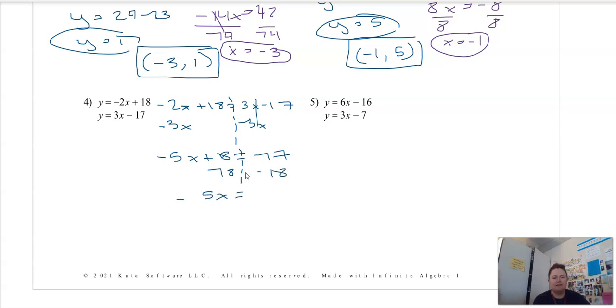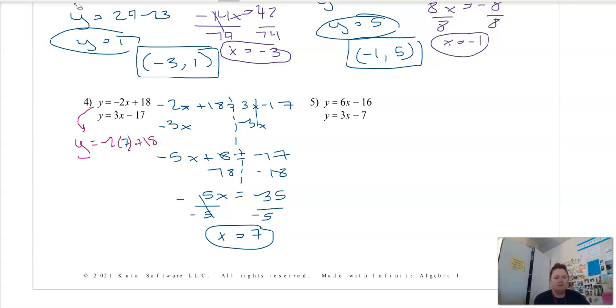Negative 5x equals negative 35. Divide by negative 5 on both sides. X equals positive 7. Okay, now I have to find y. I'm going to use the first equation. Again, it doesn't matter. You could use the second one if you wanted. Y equals negative 2 times 7. Negative 2 times 7 is negative 14 plus 18 is 4.